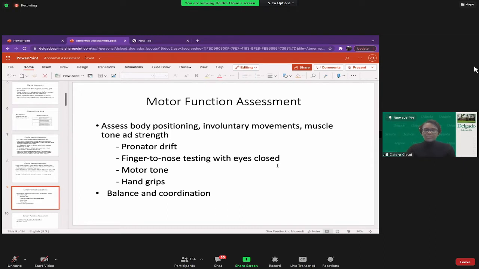So what tests do you think, what diagnostic tests will be used in the assessment of neurological? MRI. MRIs, checking the spine. Intracranial pressure. So, yeah, so you'll do a CAT scan.